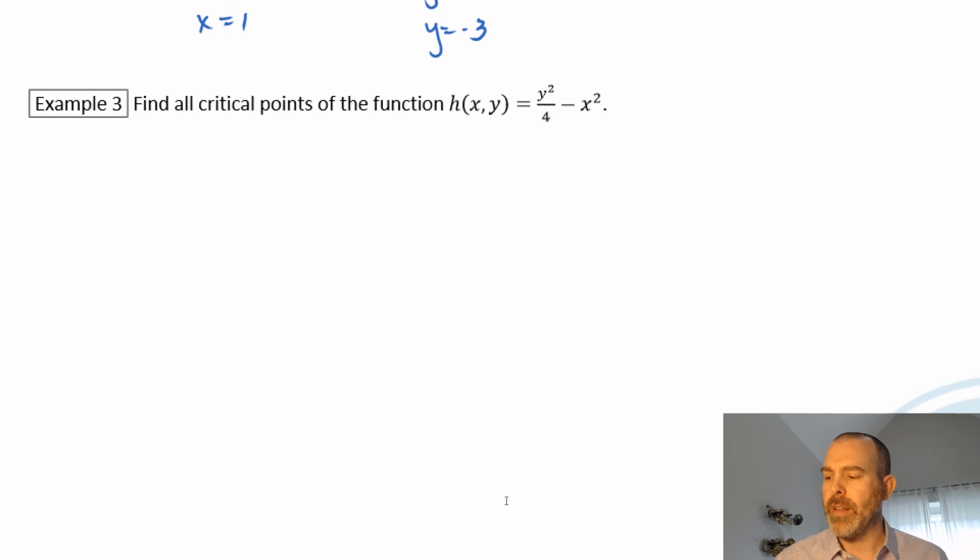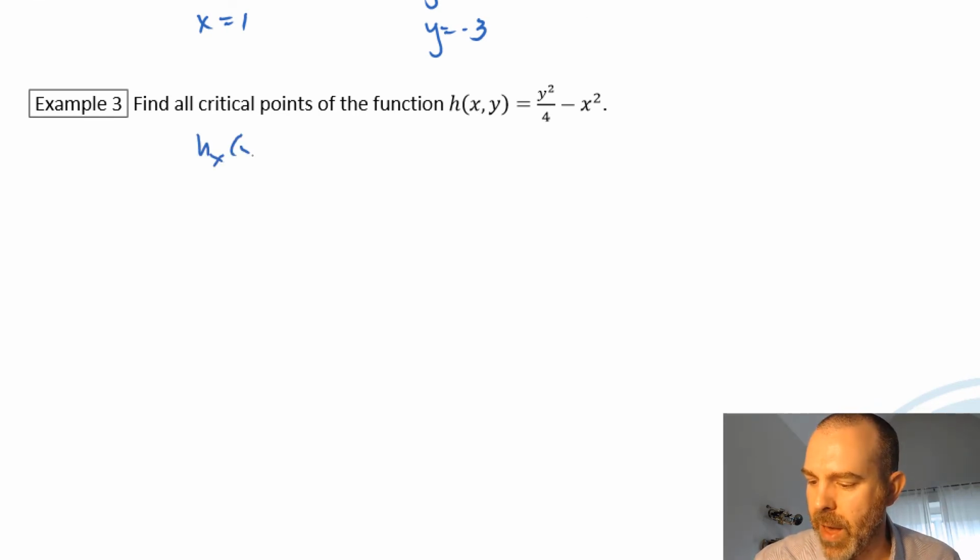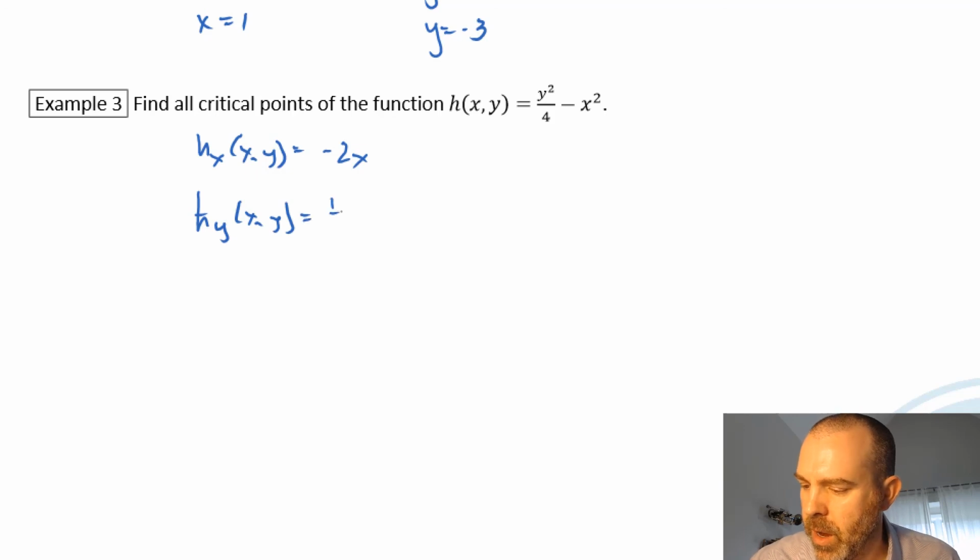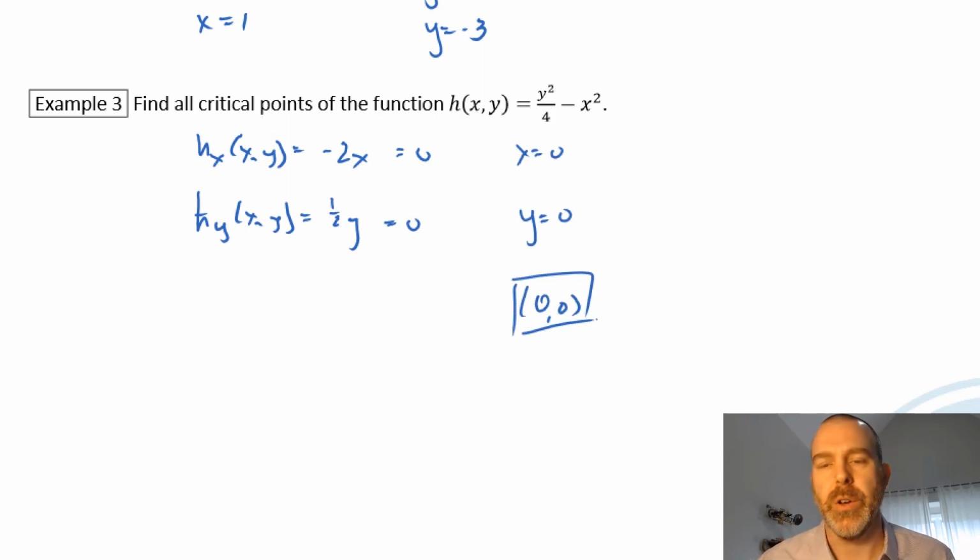Find all critical points of this function. So same idea, derivative with respect to x. Let's see, I feel like we're getting simpler here. Oops, this is not an f, this is an h. 1/2 y, we want those both equal to 0, and so we just get x is equal to 0, y is equal to 0, and so we have the critical point (0, 0).